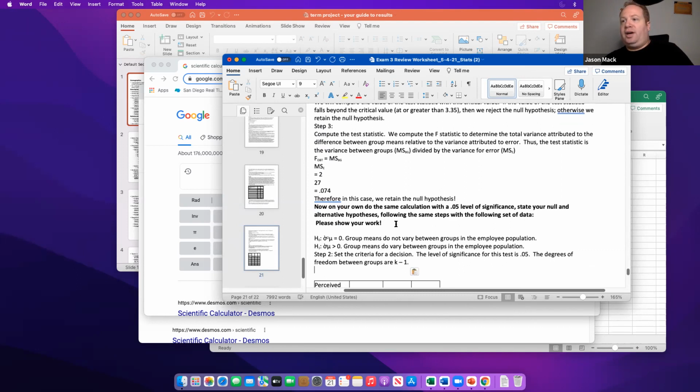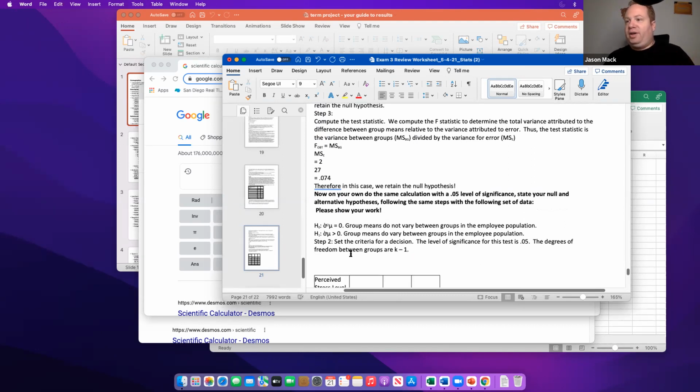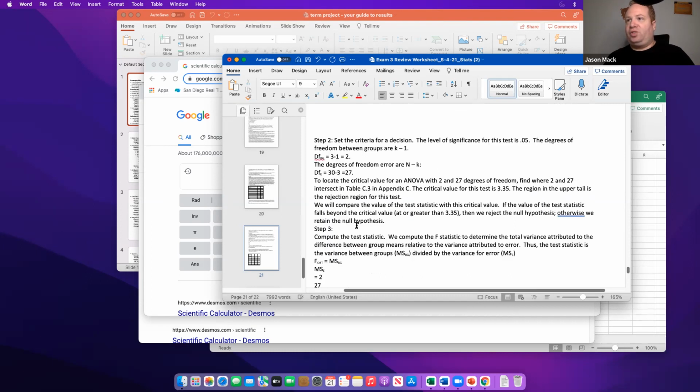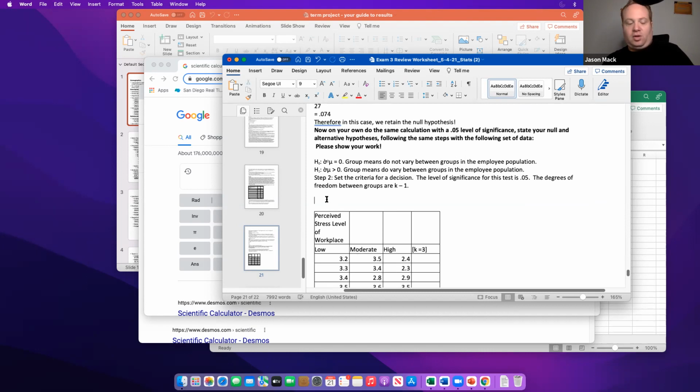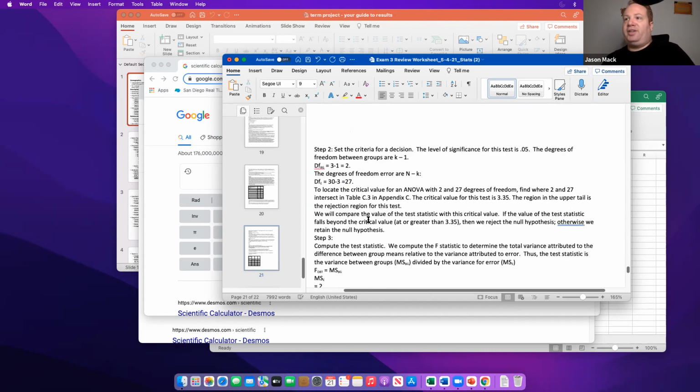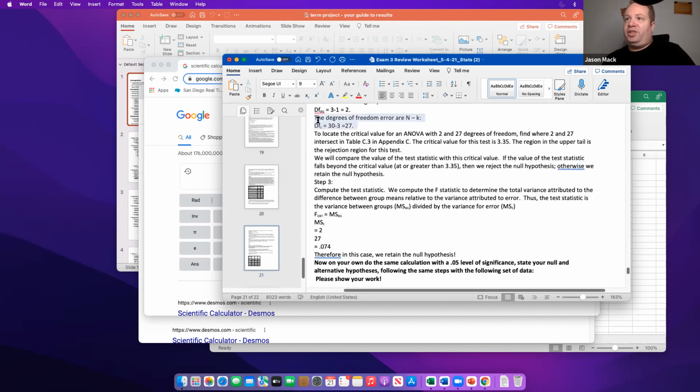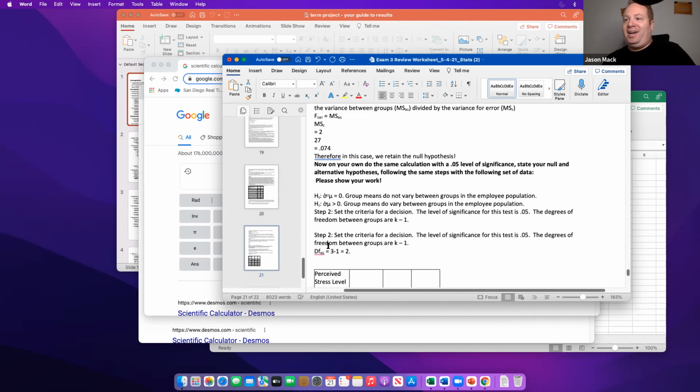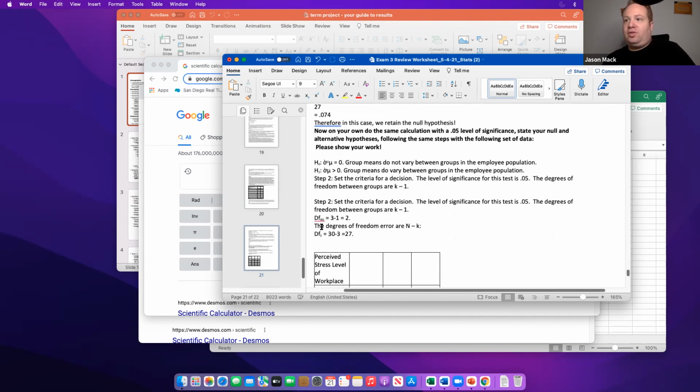All right. Group means do not vary. Set the criteria: 0.05, degrees of freedom K minus 1. Well, what is K minus 1? Well, it's 3 minus 1, because we have 3 groups again. So that's pretty straightforward. This is your degrees of freedom between groups. And then our next one is the degrees of freedom error, N minus K. Well, this is different because we have 36, so it's 36 minus 3, which is equal to 33.